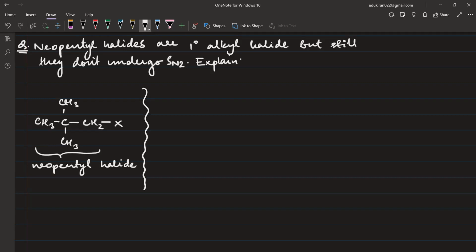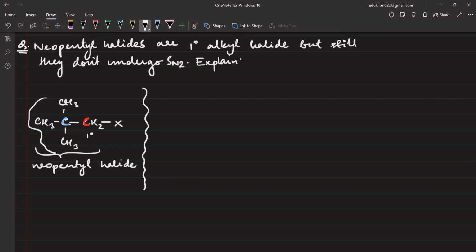Now, in essence, this is 1 degree. Obviously, this is 1 degree carbon, right? Because this carbon is attached to only 1 carbon atom, as you can see here. This red carbon is attached to only 1 carbon atom, that's the blue carbon atom. Now, this blue carbon is further attached to 3 carbon atoms, that's another thing. But it is 1 degree halide. That means the halogen atom connected to carbon is connected to only 1 carbon atom. But it still does not go SN2 reaction because you can see there is a very big bulky group here.